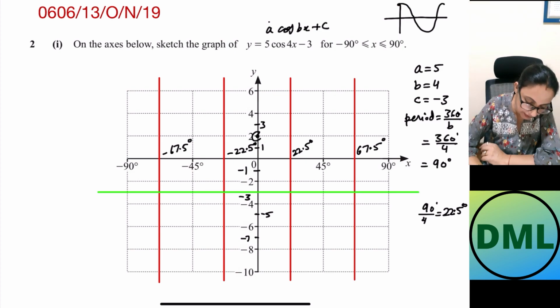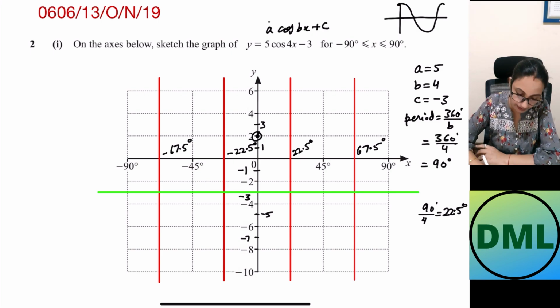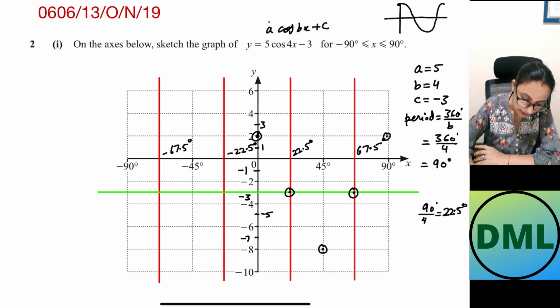Let's plot the value at 2. Then at 22.5 degrees, it will again touch the axis here. At 45 degrees, it will go 5 units below the axis, so it will touch at minus 8. Then at 67.5 degrees, it will again touch the axis. At 90 degrees, it will again go to the amplitude, 5 units above the axis. So it will touch 2 here. Let's join our curve here. So this is my curve.